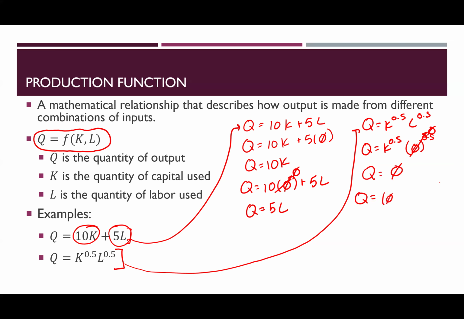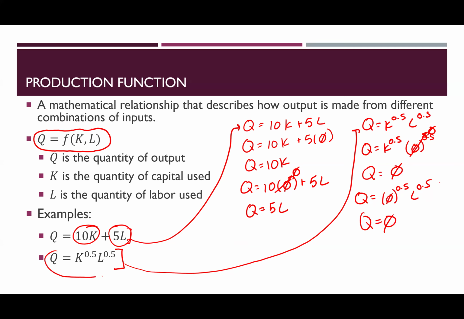Similarly, if we substitute 0 for capital, we're not going to get any output. 0 to the 1/2 power is 0. 0 times L to the 1/2 power is 0. So again, we get no output. So when capital and labor are substitutes, you can use one or the other or a combination of both. When they are complements, you need at least one of each for output to be made.